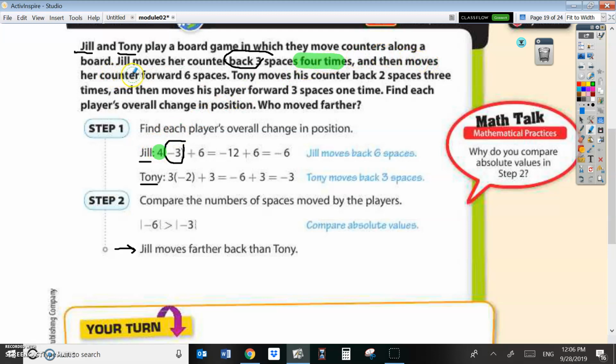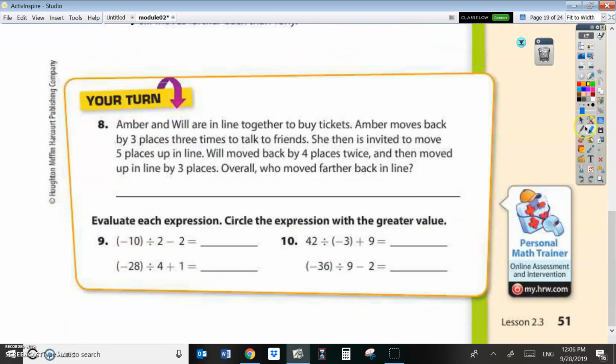And then moves her counter forward 6 spaces. That's the addition. The same is true for Tony. Do multiplication first, then do addition. Let's look at these problems here. So we've got Amber. Amber and Will are in line together. Amber moves back by 3 places 3 times. So that's our multiplication. Then she's invited up to move 5 places in line, so that is our addition, plus 5.